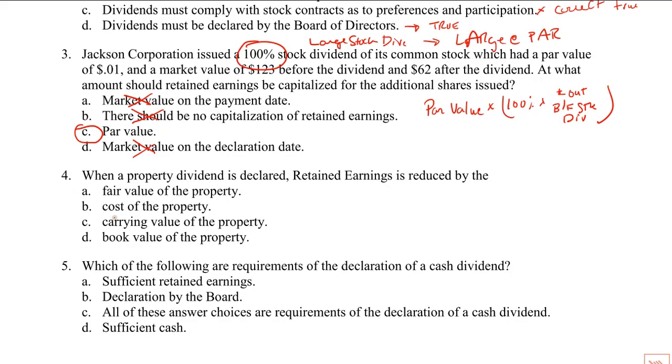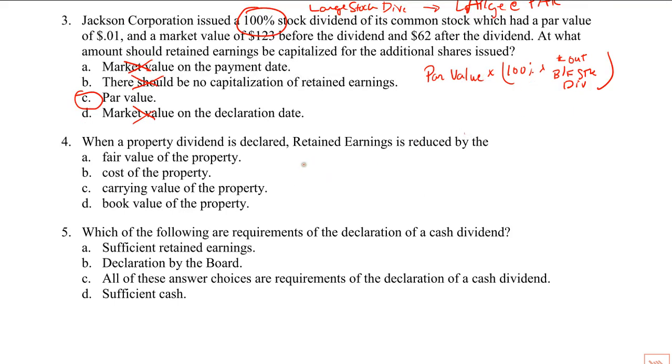Number 4. When a property dividend is declared, retained earnings is reduced by... Okay, this is a little bit tricky, because literally what you're going to do is debit retained earnings and credit property dividend payable. And when you have a multiple choice question, especially with a big paragraph before it, it's useful to look at the question itself and think about it for a second to avoid useless information. Then you'll have either a loss or a debit to the asset, or a gain or a credit to the asset. The tempting thing here is that it says retained earnings is reduced by the fair value of the property.